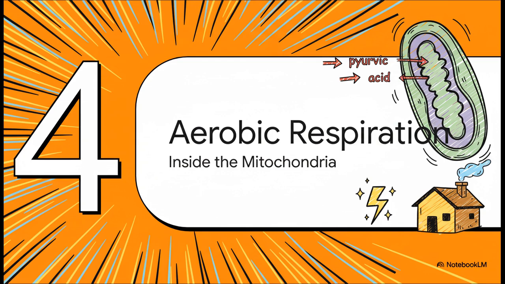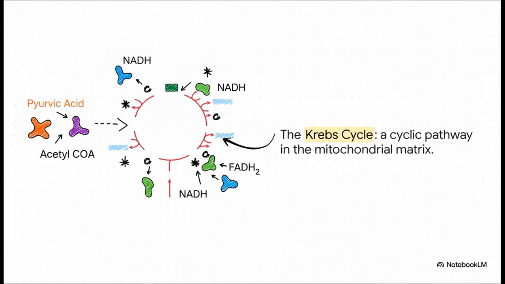For this to happen, the pyruvic acid we made earlier has to travel from the cytoplasm into the mitochondrion, which is basically the cell's powerhouse, or, as we can call it, its Bijli Ghar. So once it's inside the mitochondrion, the pyruvic acid is converted into something called acetyl-CoA. Think of acetyl-CoA as the entry ticket to the main event, the Krebs Cycle. This cycle is like a big factory that just breaks the molecule down completely.